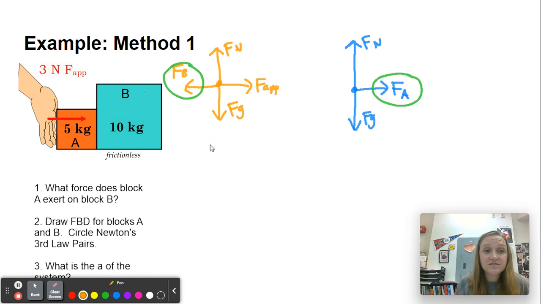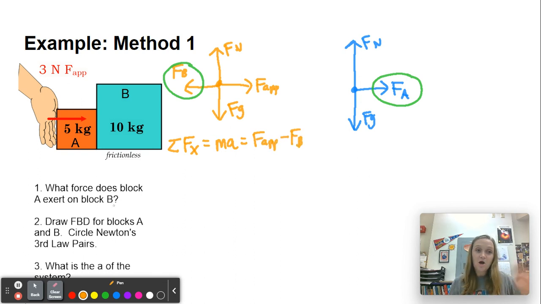I'm going to sum my forces, and I'm only going to care about the x direction here because in the y direction, we don't have acceleration. So I'm just going to do the x direction. So sum of forces on my orange block, block A, is equal to ma, which is equal to our applied force minus force B. On the other side, I'm going to do B's real quick. Sum of forces in the x direction acting on B is equal to ma, which is equal to Fa. There's no other force there.